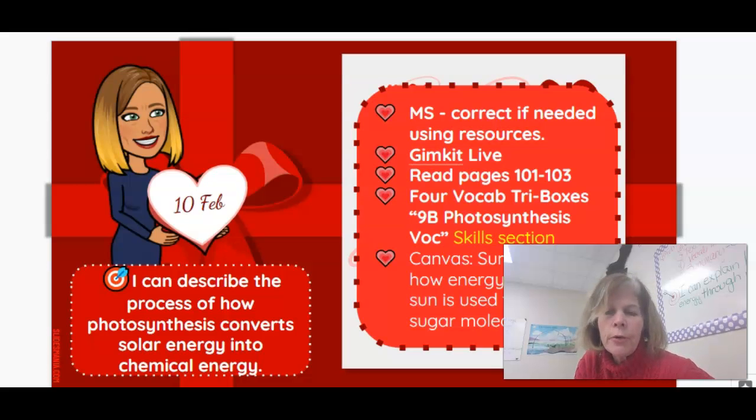Good morning, Ranger scientists. Today's 10 February, and this is what we're doing today. Our goal, or our target, is to be able to describe the process of how photosynthesis converts solar energy into chemical energy. We've been working on 9B for about 3 or 4 days now.